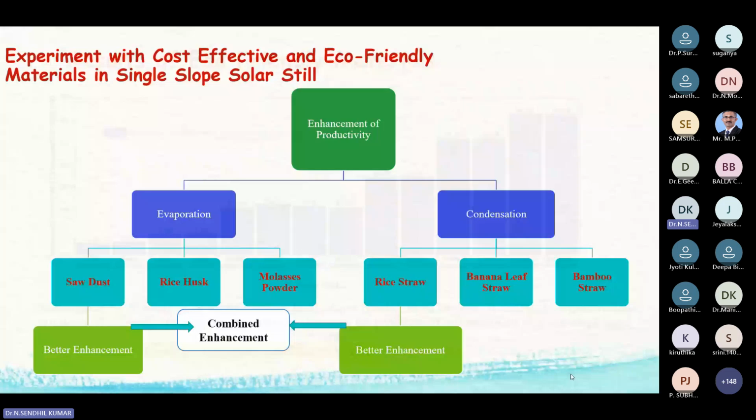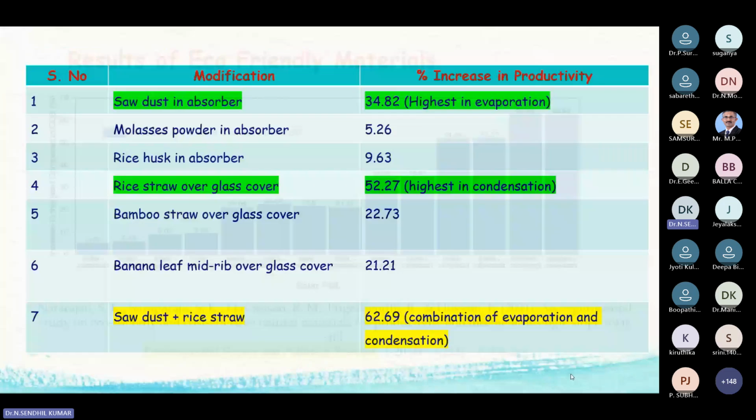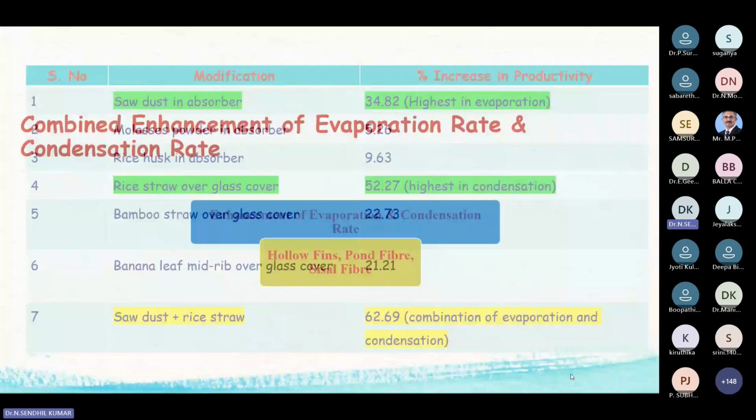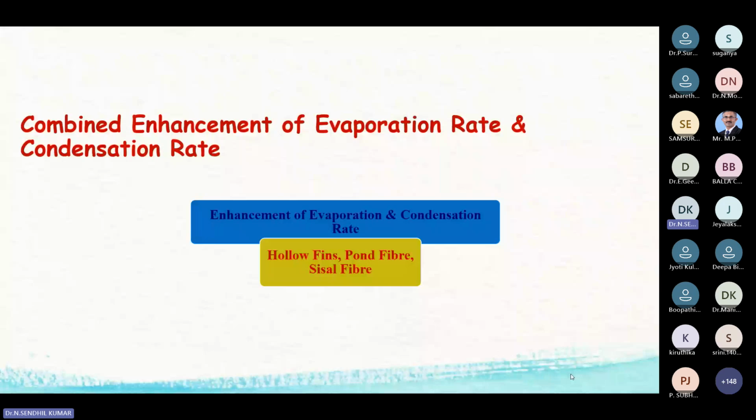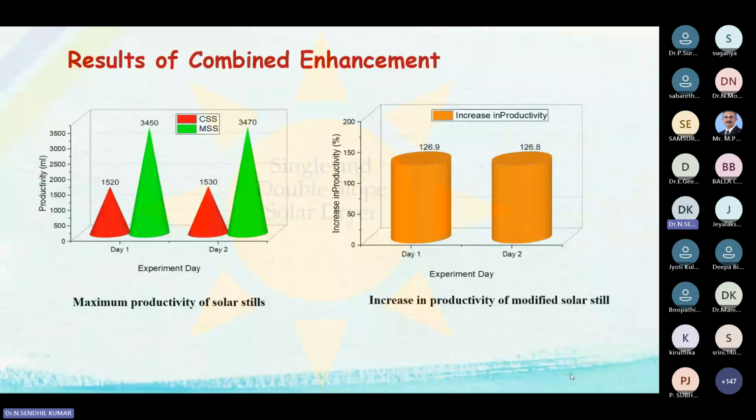Based on the combined hollow fins, whatever we did individually, now we have combined the evaporation condensation, hollow fins, pond fiber and sisal fiber, so that the enhancement will be doubled actually. 126% enhancement in the efficiency we got. Efficiency means, suppose the output is water, that water quantity is 100% more. Suppose 3 liters only was produced, then 6 liters we got actually, like that.